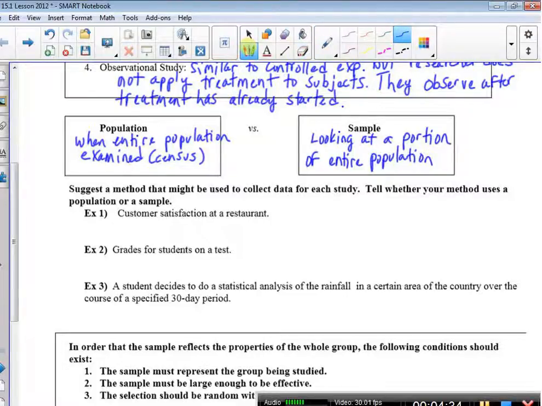Okay, suggest a method that might be used to collect data for each study. Tell whether your method uses a population or a sample. So customer satisfaction at a restaurant, I would think would be a survey of a sample. And you would collect data from, say, every 10th person leaving the restaurant.